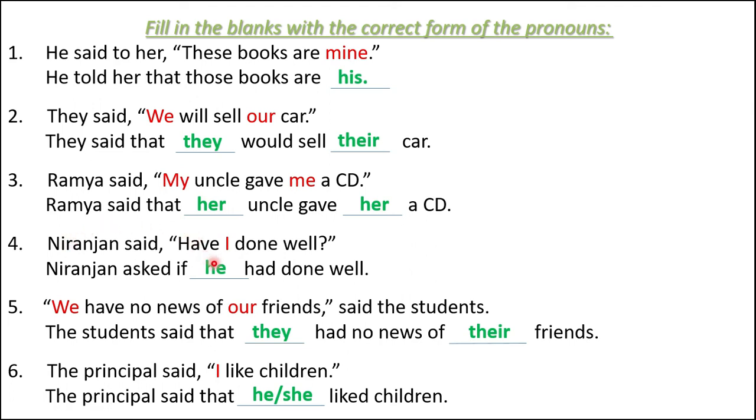Niranjan is a man. "We have no news of our friends," said the students. Again, the students said that they had no news of their friends. So here we refers to the subject. The subject is the students and the pronoun that stands for the students is they. They, their. The principal said, "I like children." Again, first person, I. The principal comes in its place. We don't know whether the principal is a man or a woman, so we used he or she. Liked children.